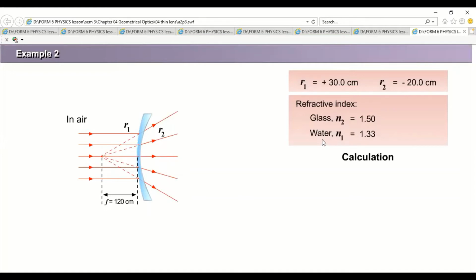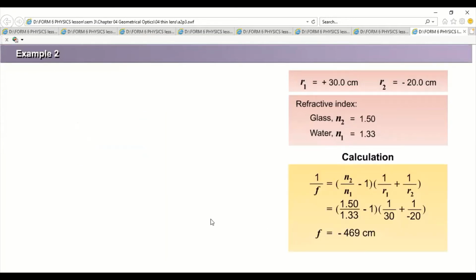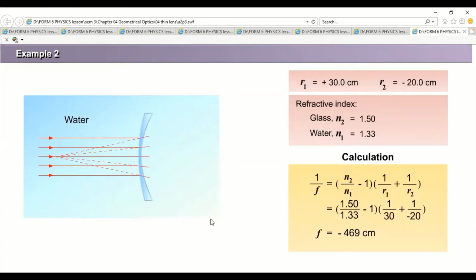This means that if we put this lens into water, what will happen? In air, F is 120. But in water, from the calculation, we notice that the focal length increases once we put the same lens into the water.